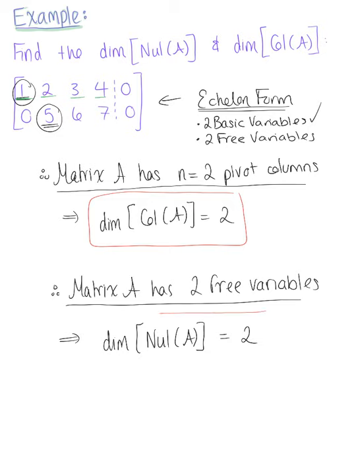And we know this is true because the basis of the null space will have those 2 vectors, based on the column vectors associated with our free variables.